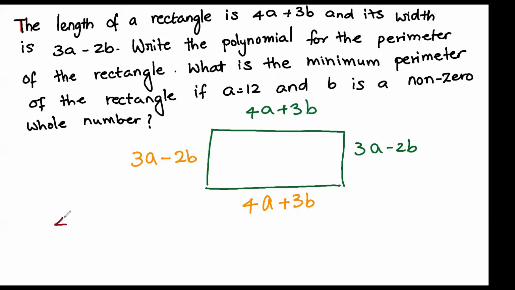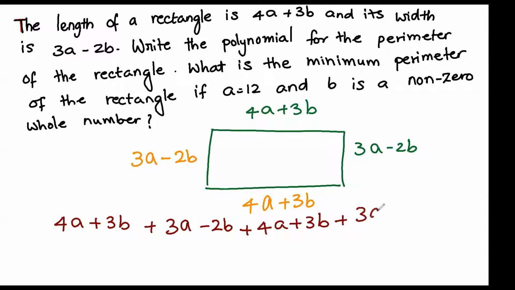So this is going to be 4a plus 3b plus 3a minus 2b. I'm simply adding them, right? So when you're adding, you're not changing any signs. Plus 4a plus 3b plus 3a minus 2b. I simply went around and added them all. Now you go ahead and look for like terms.